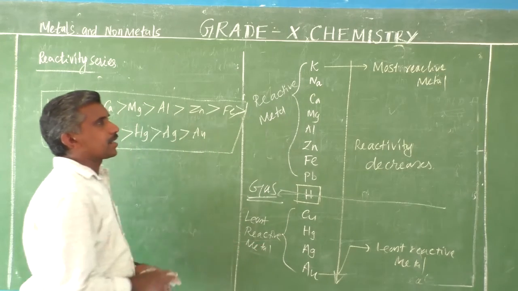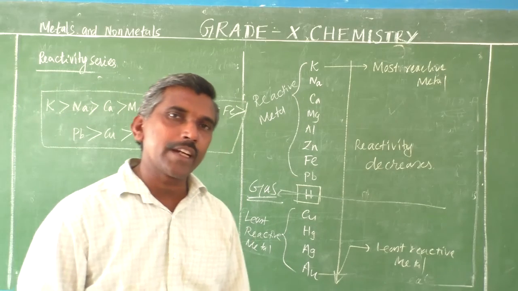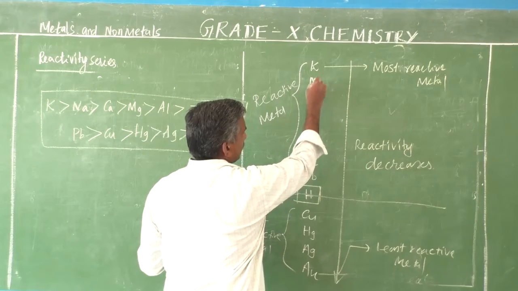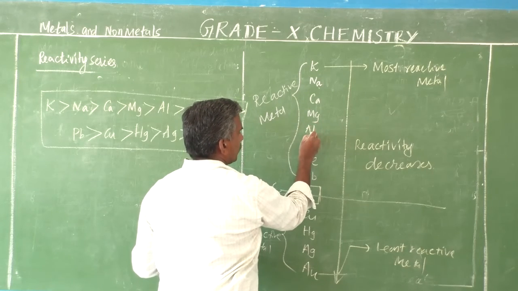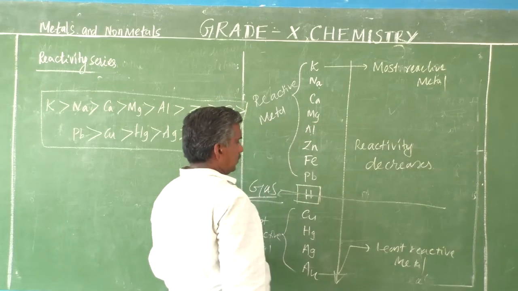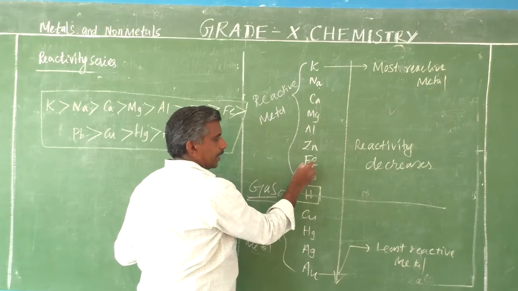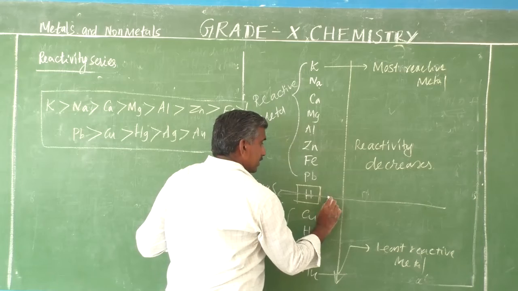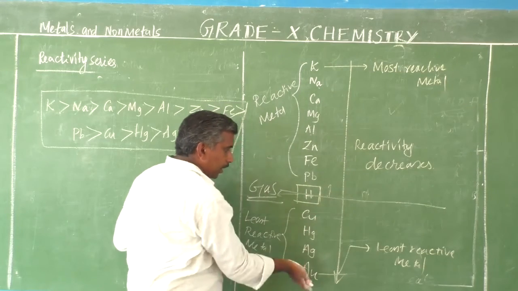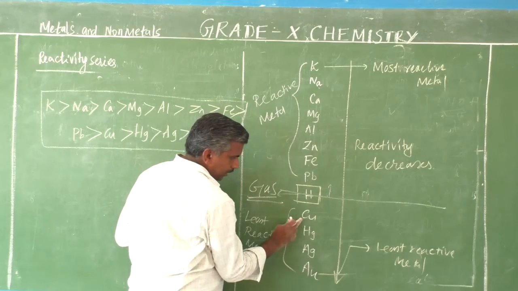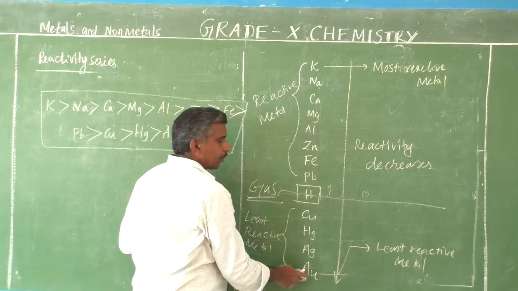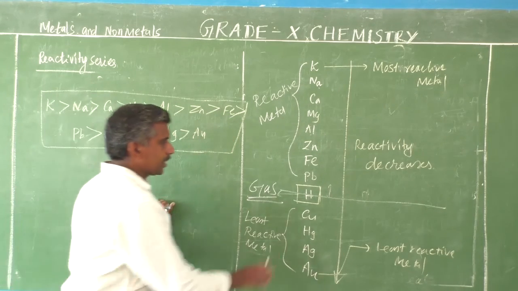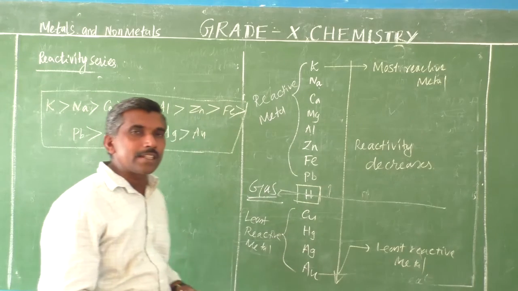So above the hydrogen are highly reactive metals: first potassium, second sodium, third calcium, fourth magnesium, fifth aluminum, zinc, then iron, lead. Below hydrogen are copper, mercury, silver and gold, the least reactive metals. My question is, why is hydrogen placed in the reactivity series?